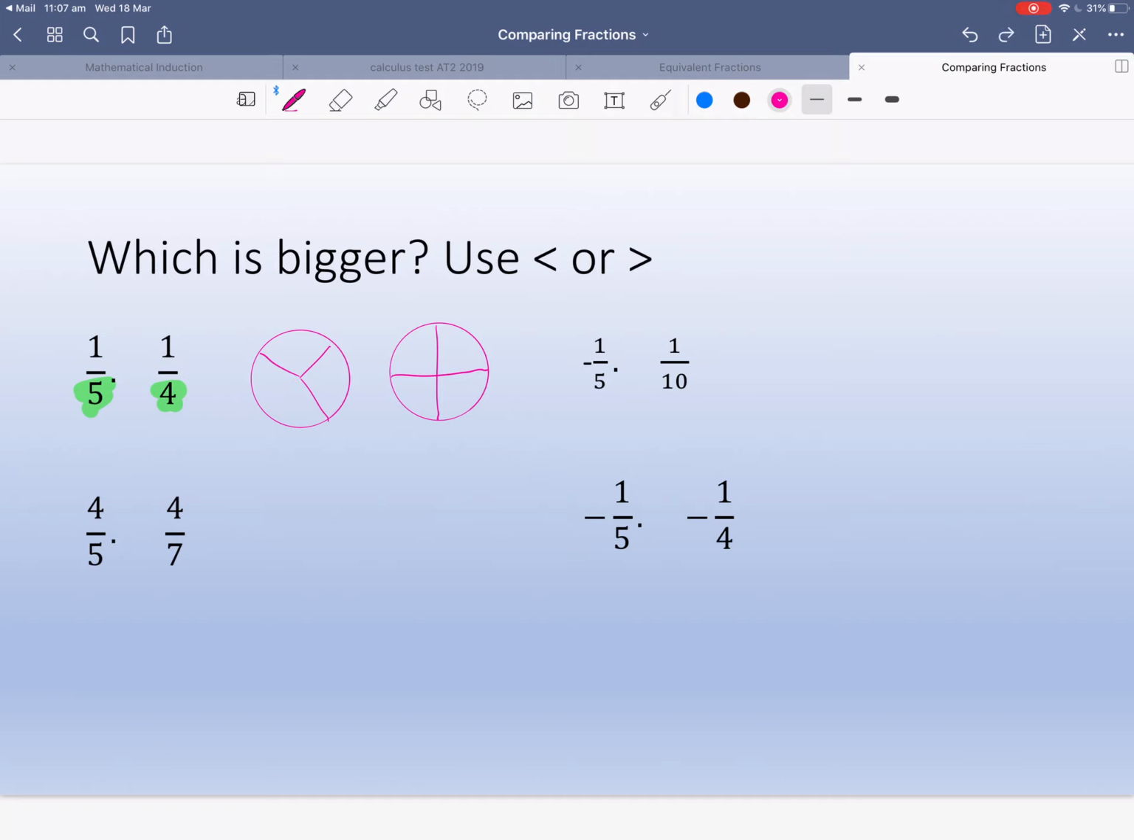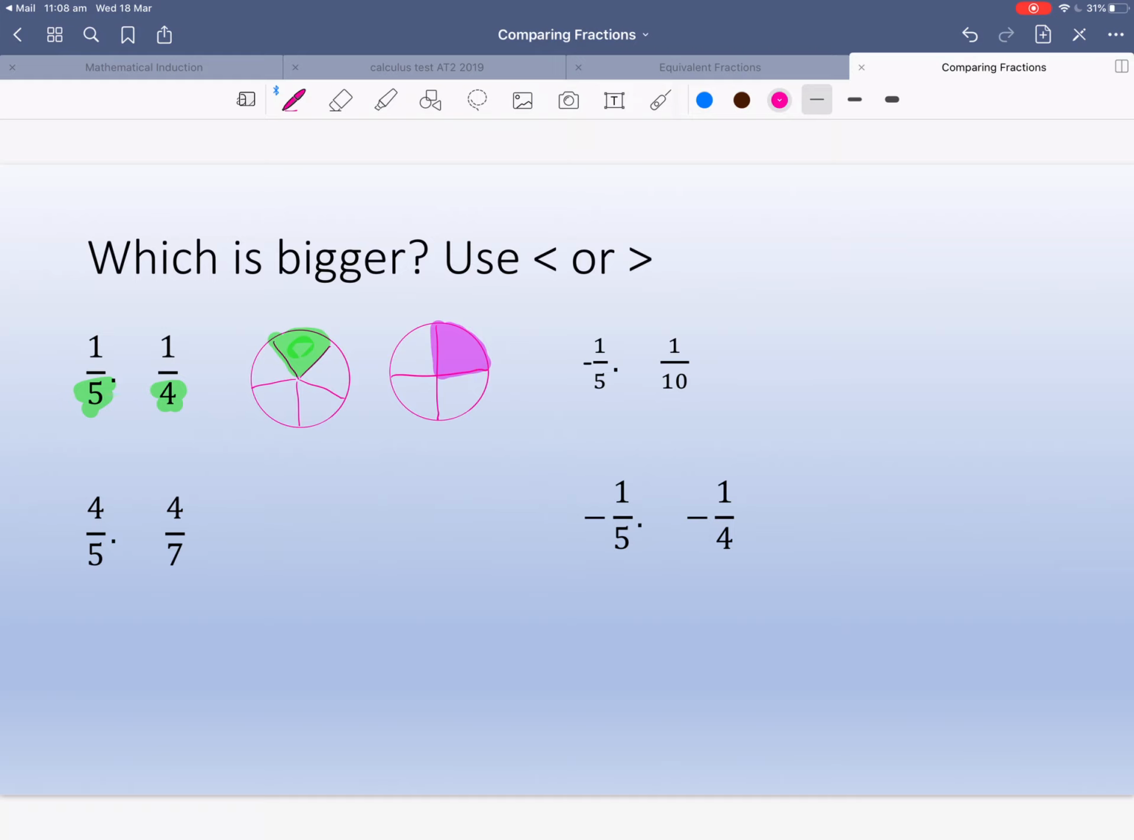No, that's quarters. All right. That's into fifths. So what do you think is bigger? If this was a pizza, which one would be the bigger slice? This one or this one? A lot of you are saying the purple, and you would be right.